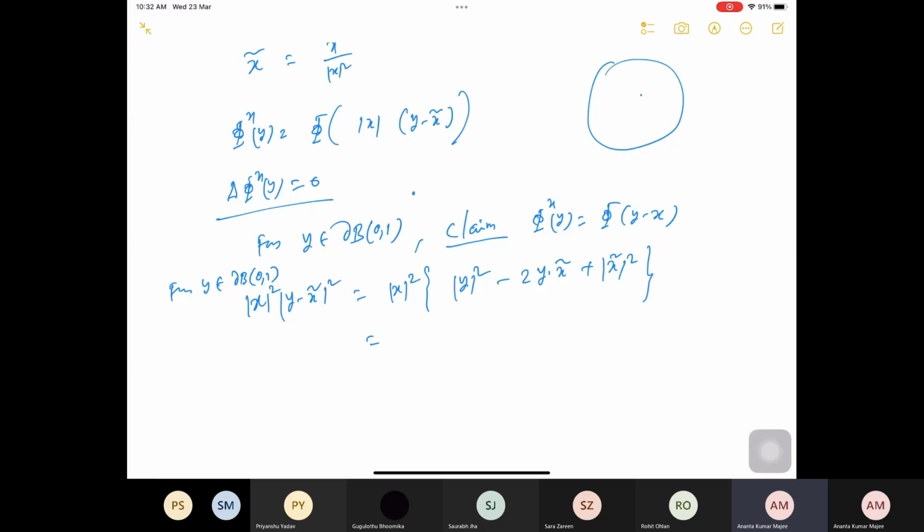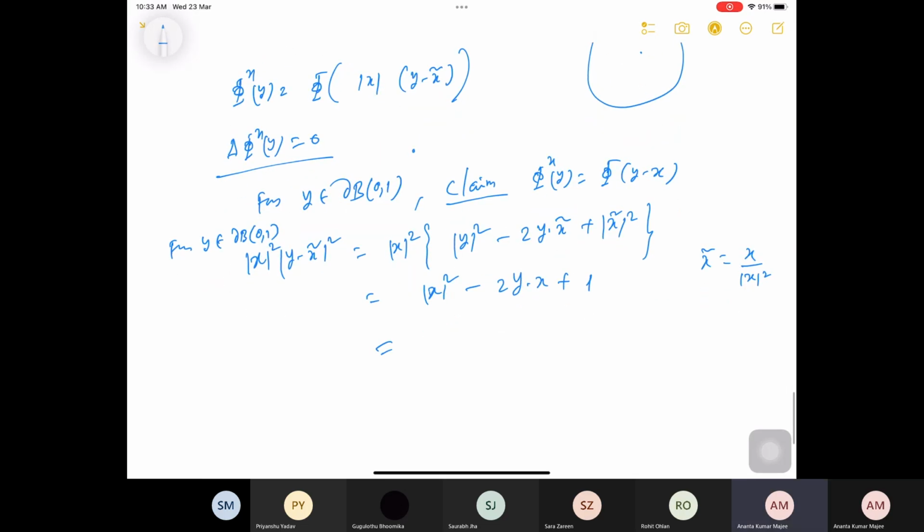So what I can write down, this part, is |x|² minus 2y times x̃ times |x|. So what is your x̃? x̃ is nothing but x by |x|². So |x|² times that, that means I have 2y·x. And then plus |x̃|², this is nothing but 1 by |x|², and then I have |x|². So this is nothing but 1.